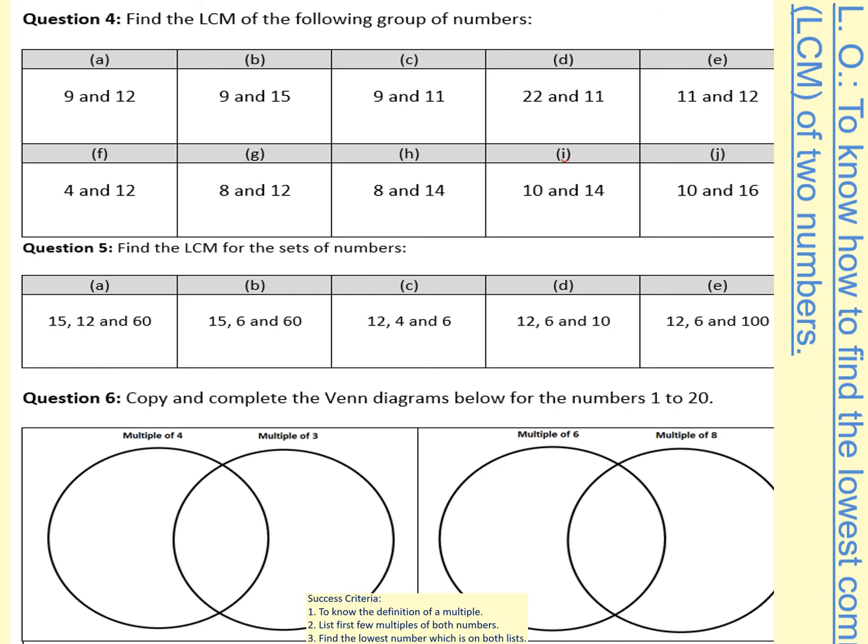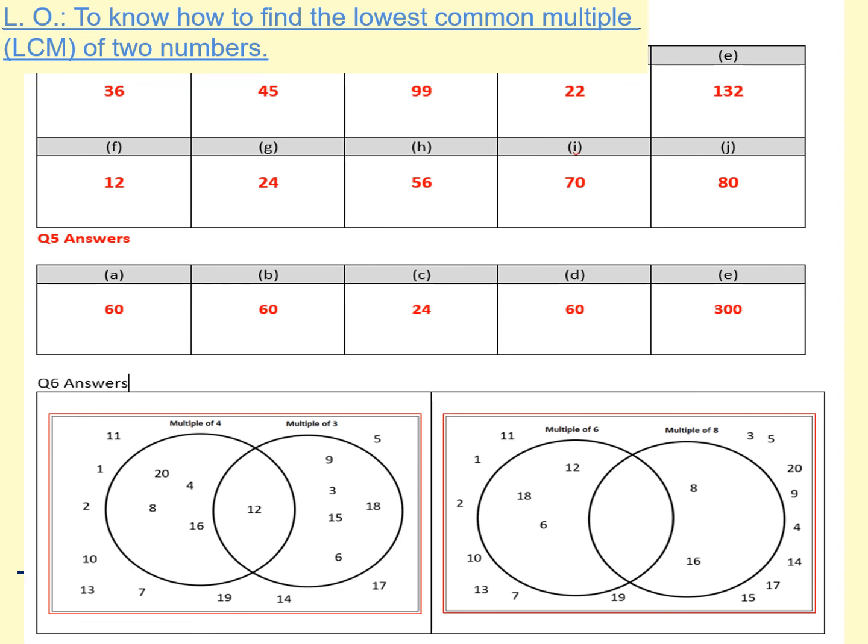Okay. So now you've got 3 questions. Find the lowest common multiple of the following groups of numbers. In question 4, try to do it maybe by listing. Question 5, if you fancy, find the lowest common multiple of 3 numbers. If you attempt a couple of questions in question 4 and you find it too easy, you might have a go at question 5, and then practice using a Venn diagram. So pause this video and take about 10 minutes to complete these 3 questions. And here are the solutions. Mark them with a green pen.